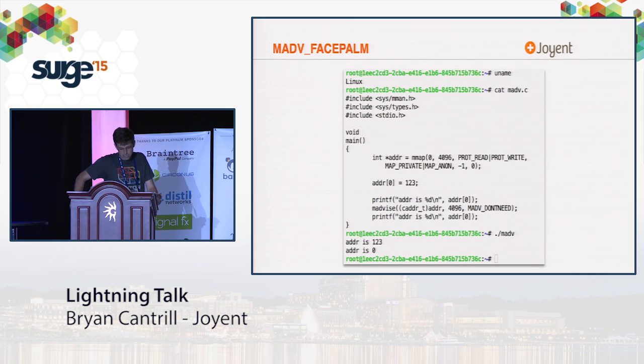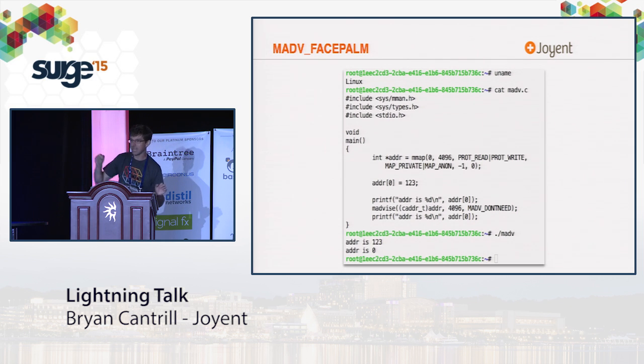No. So this is a very simple program that demonstrates what I'm talking about. So we're going to mmap something. We're going to map it private, map it anonymous. We're going to set it to a value, 123. I'm going to give you the advice that I don't need it, and I go back to read it again, and it's 0. Now, this is not what MADV_DONTNEED is supposed to do. What MADV_DONTNEED does is it says, I actually don't need this, and if the system needs it, it can take it. MADV_DONTNEED actually does violate even the POSIX notion of semantics.